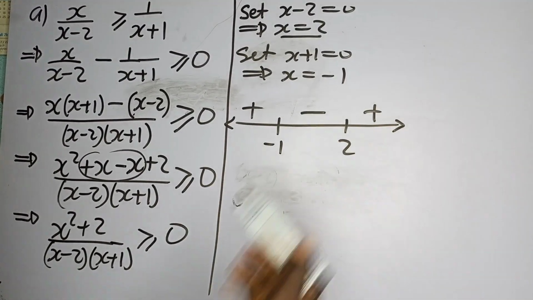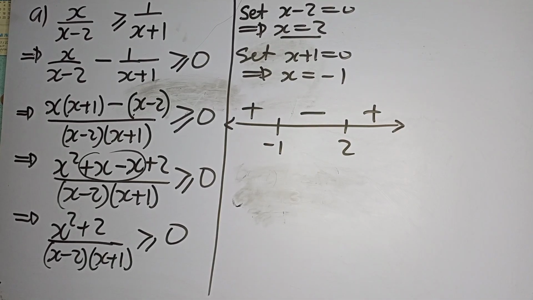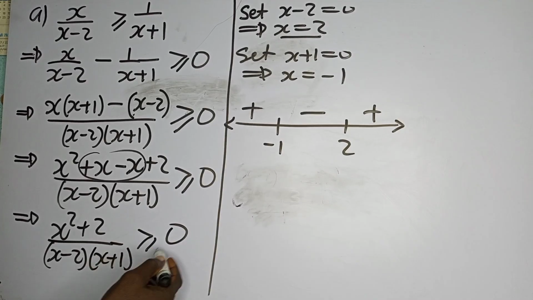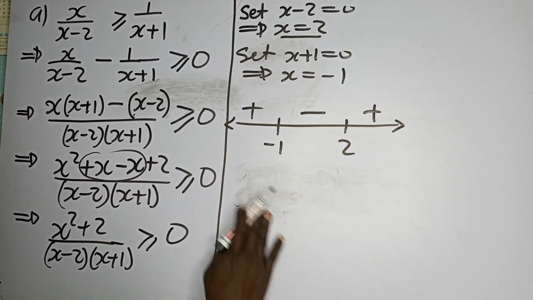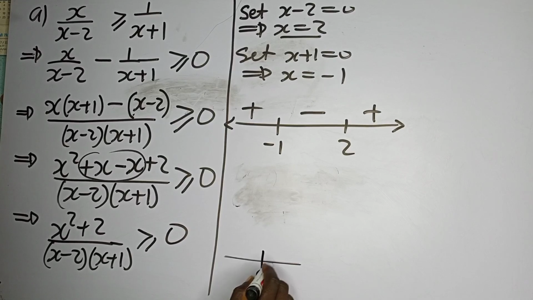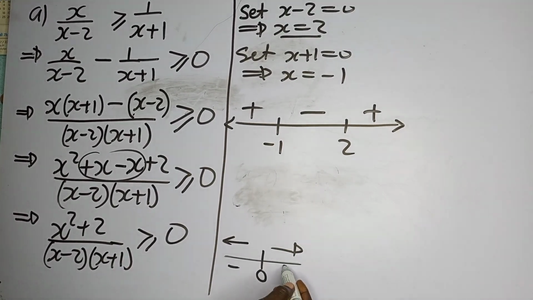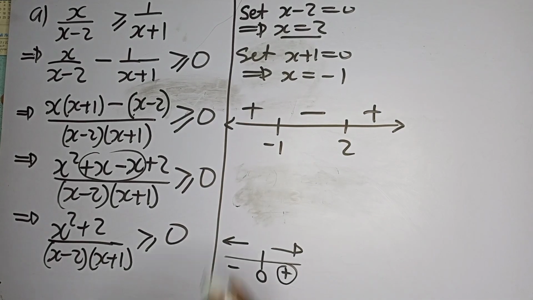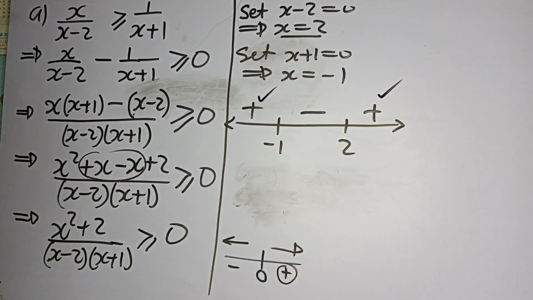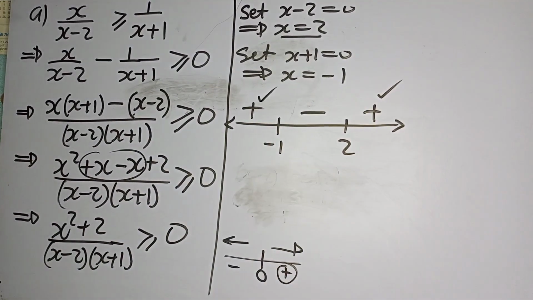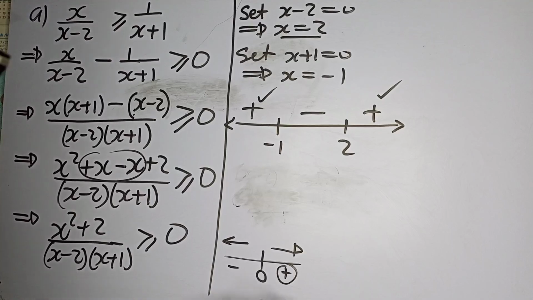So which of these zones will constitute our solution set? We come back here, we look at our inequality. It says greater than or equal to 0. Remember, greater than or equal to 0 or greater than 0 simply means positive, and less than 0 means negative. So greater than 0 means we'll get the zones where we have positive. We have positive here, we have positive here. So our solution will lie either to the left of negative 1 or to the right of positive 2.